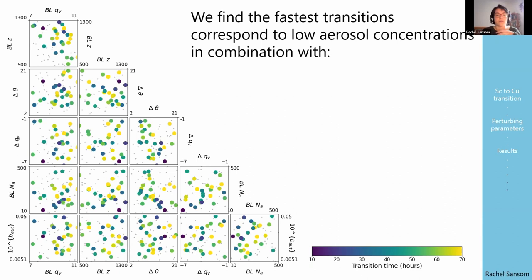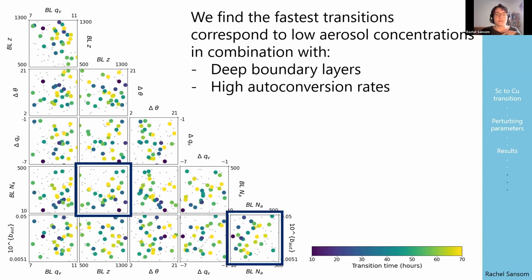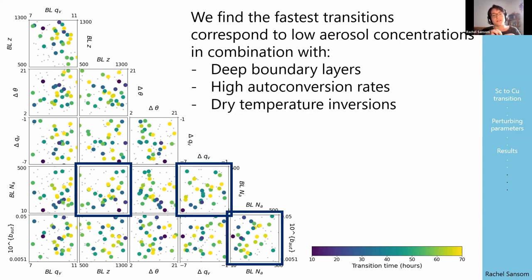So they're all in the lower aerosol concentrations, as you might expect from the previous result. So we find the fastest transitions are low aerosol in combination with deep boundary layers, high autoconversion rates, and dry temperature inversions as well.